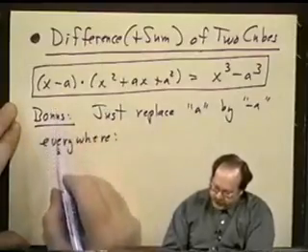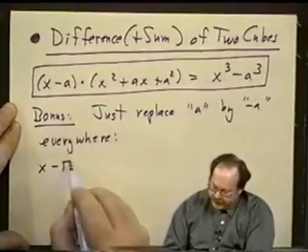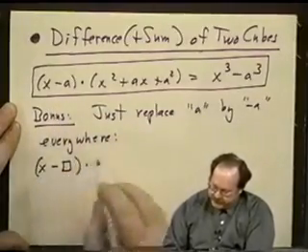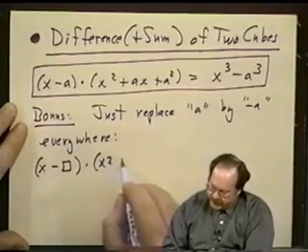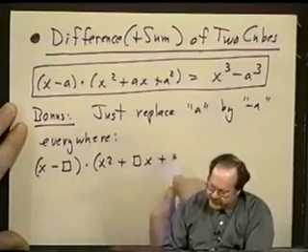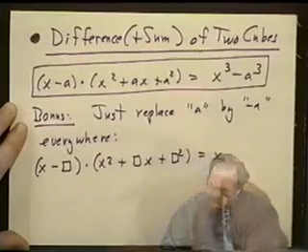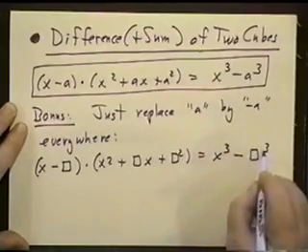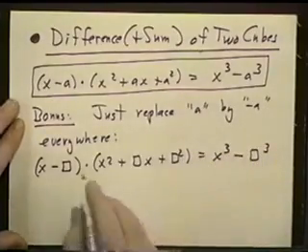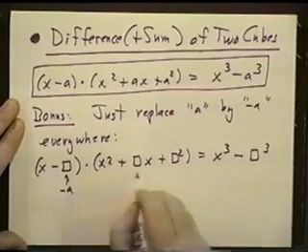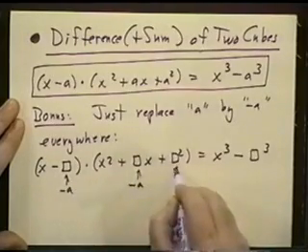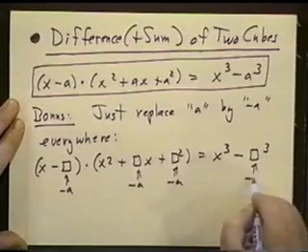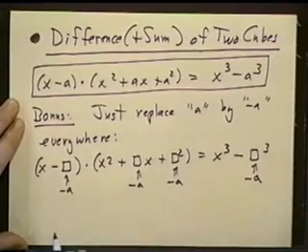So what am I going to do? Let me recopy the formula by putting a box in there for a. So it's x minus box, x squared plus box times x plus box squared equals x cubed minus box cubed. All right? And now what I'm going to do is put in the box minus a. In every place that there's a box, which represents where a was, I put minus a. And once I've done that, look what happens.